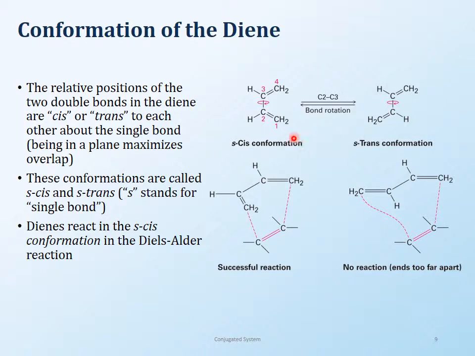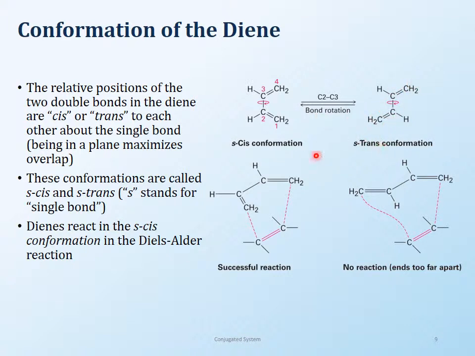Now, for lack of better words, this is called s-cis and this is called s-trans, even though we all know that cis and trans is limited to double bonds, not single bonds, but we're actually looking at the conformation of how these double bonds are related to each other. So the double bonds here are on the same side, so it's called cis, and the double bonds here are located on the opposite side, so it's called trans.